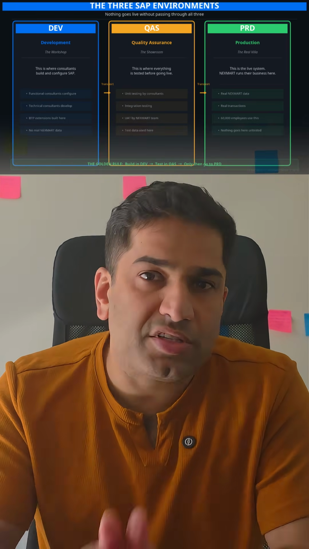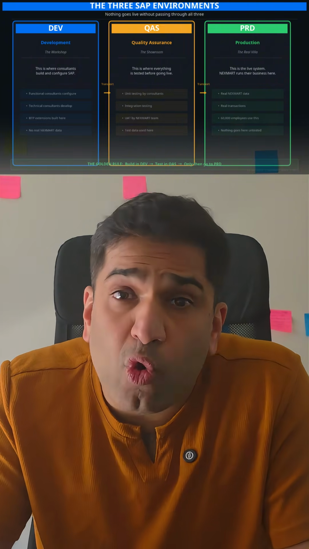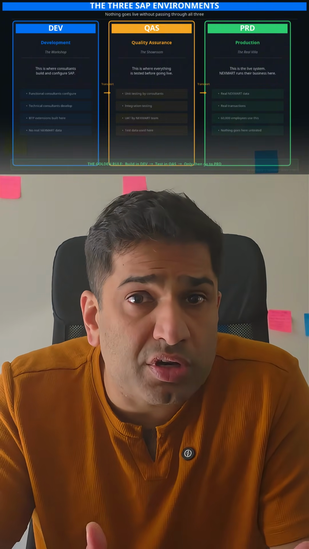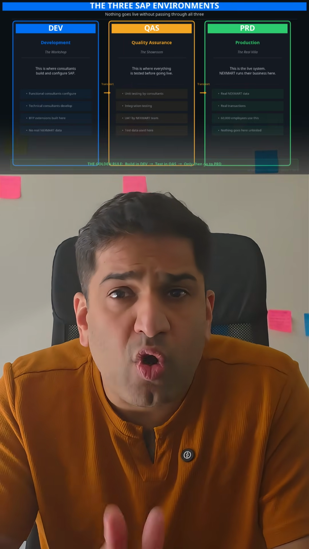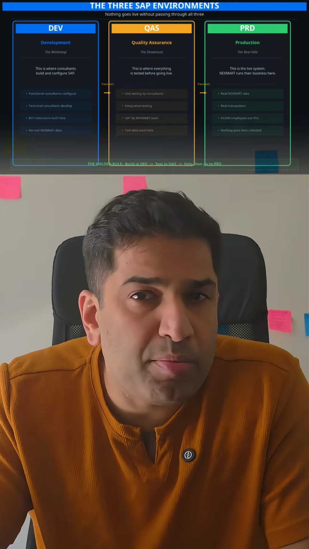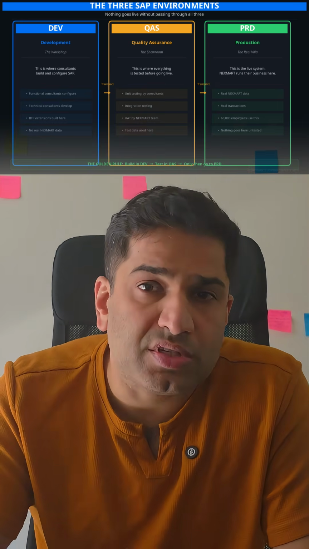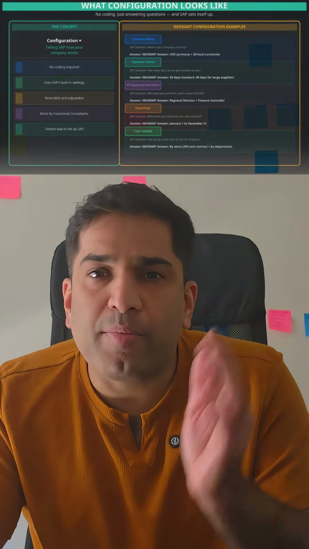This is called SAP system landscape. And larger companies may have more number of systems. They may have a system for user acceptance testing. They may have one system for pre-production. They may have a sandbox system. It all depends on the requirement and size of the company. But any company will have minimum three systems: development, quality, and production. Now let's get back to the configuration.